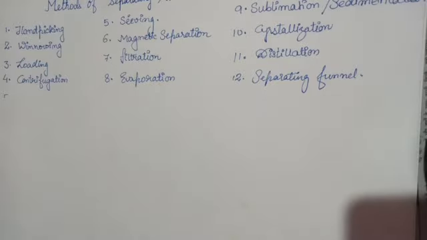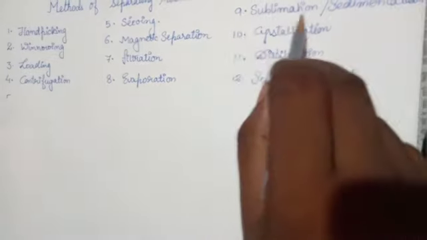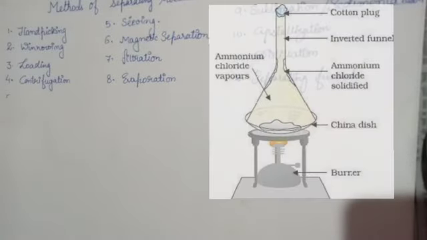So this is point number 9, sublimation. What is sublimation? The sublimation method is done to separate the sublimable and the non-sublimable solids. Now, what is a sublimable solid? The sublimable solids are the substances that convert directly from solid to gas without becoming a liquid.